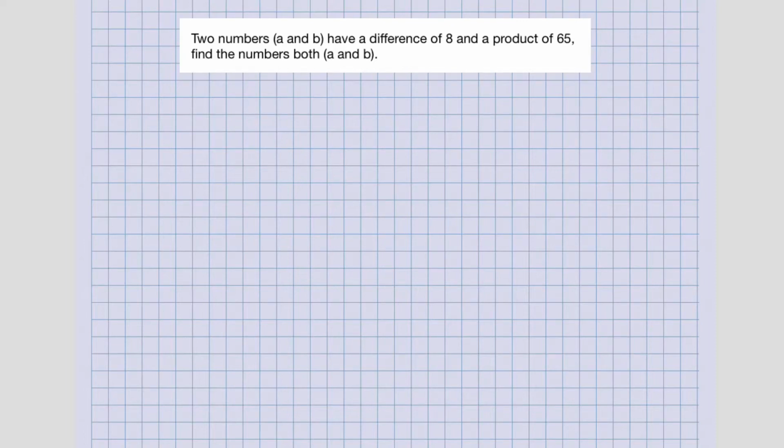Okay, good day. So we have two numbers here, A and B. We're saying that they have a difference of 8 and a product of 65. Whenever you see this word difference, that means subtraction. So A minus B equals 8. See, they have a difference of 8.